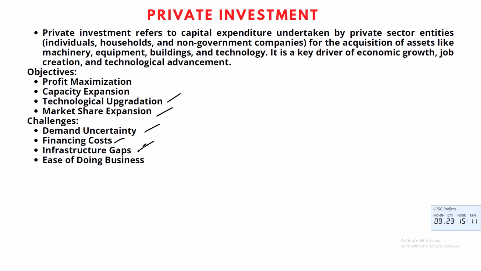Infrastructure gaps. Imagine trying to build a tech empire but your internet still runs on dial-up. It impedes operations. Ease of doing business. While things are improving, land acquisition, environmental clearances, and contract enforcement can still feel like navigating a swamp in quicksand. It's a bureaucratic obstacle course.